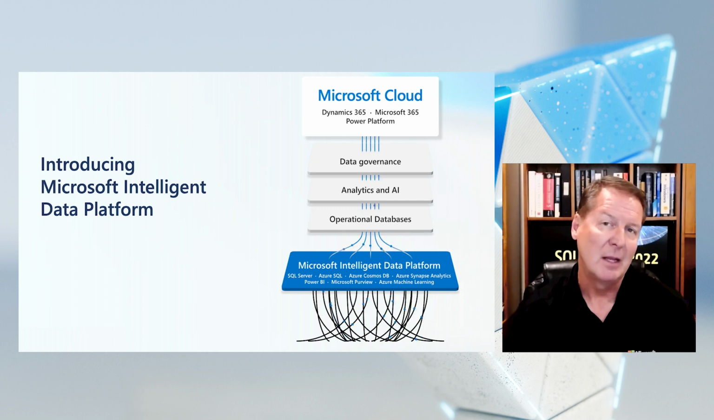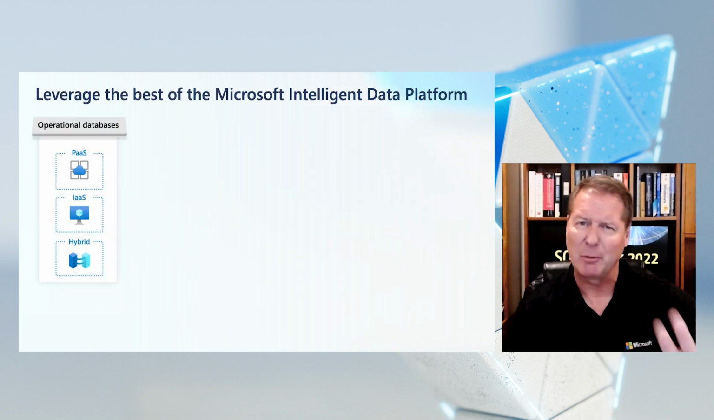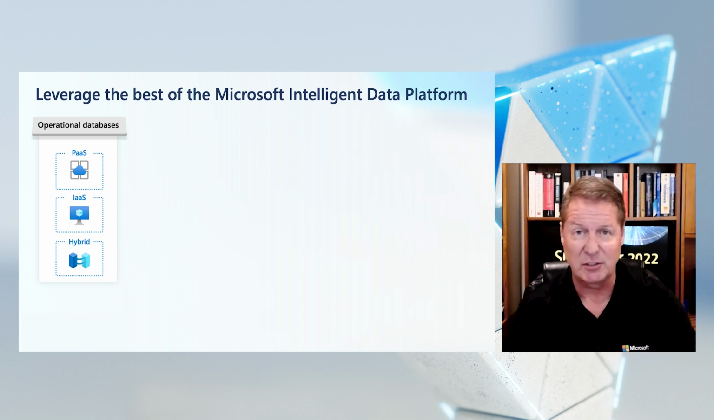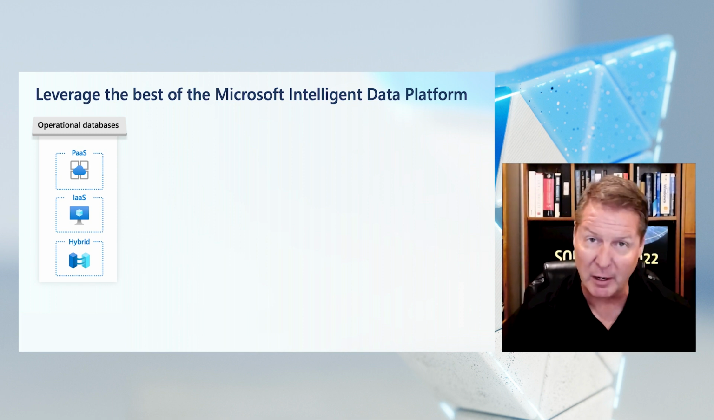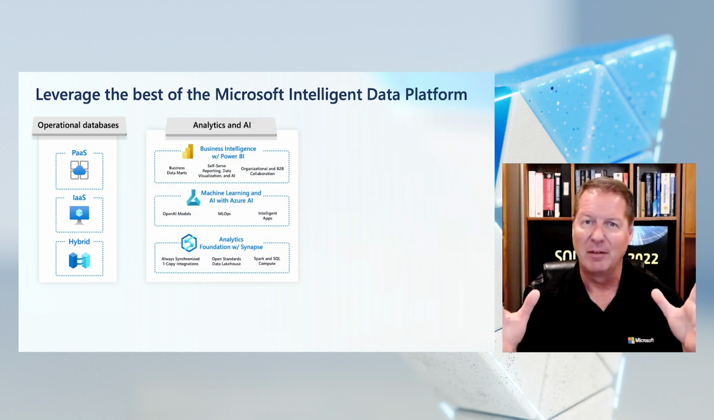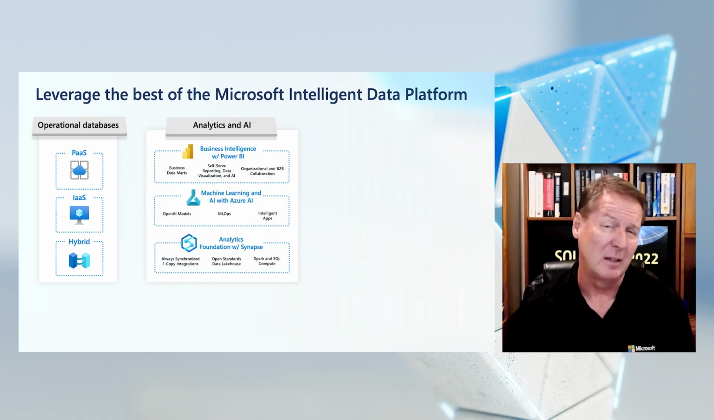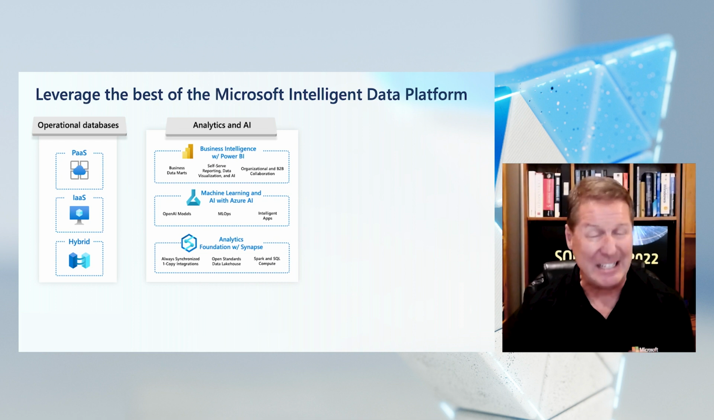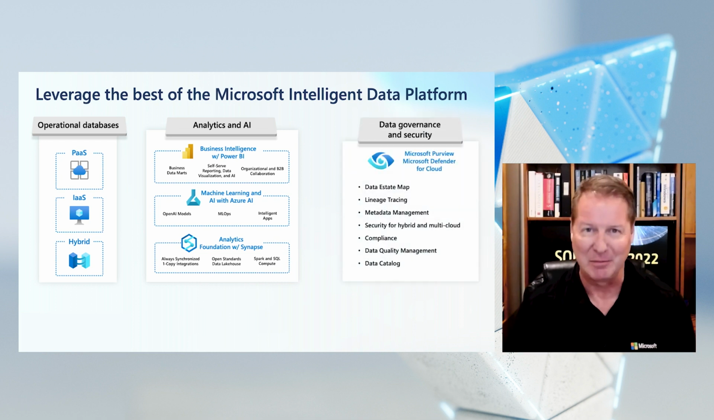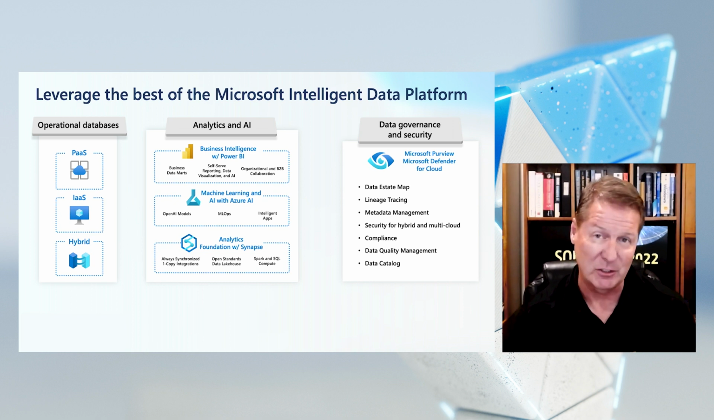Let's look at examples of how the platform actually works. If you think about operational databases, they could exist in infrastructure as a service, platform as a service, or in some hybrid way. I need to make sure that I have analytics and intelligence, things like Power BI, machine learning, and Synapse Analytics, that can integrate easily with those operational data sources. I may need to offload some of my application workloads, my queries, my reports from these operational systems into analytics and AI systems, but it needs to be seamless. I need to do it in an easy way. And I need a governance system on top of all of this. So Microsoft Purview and services like Defender can provide those insights and governance services.